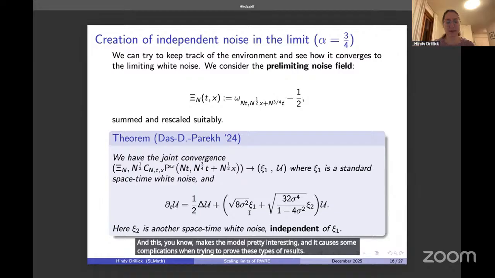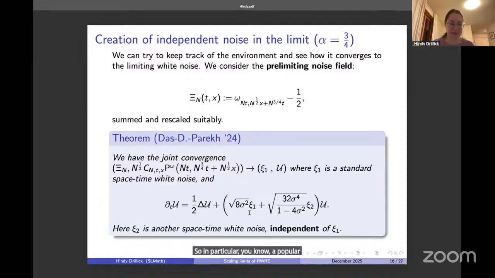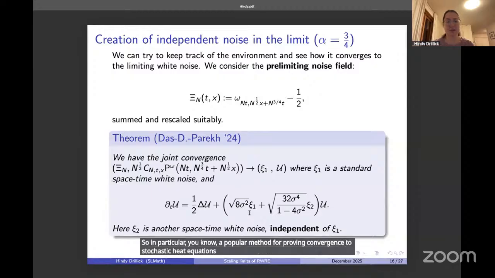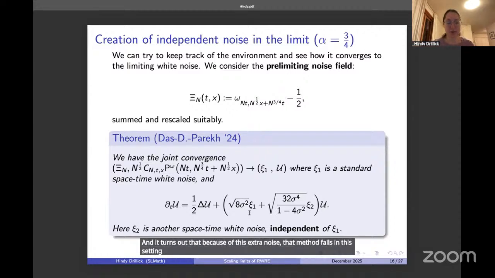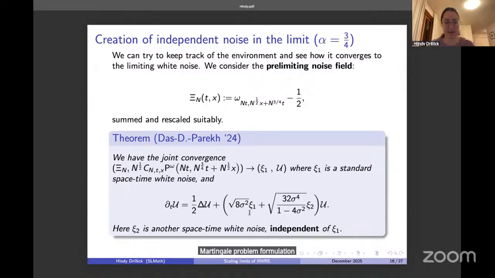So in particular, a popular method for proving convergence to stochastic heat equations is using the method of chaos expansions. And it turns out that because of this extra noise, that method fails in this setting. So as we'll see more in Shalin's talk, we have to come up with some other proof techniques, in particular using a martingale problem formulation for these SPDEs.